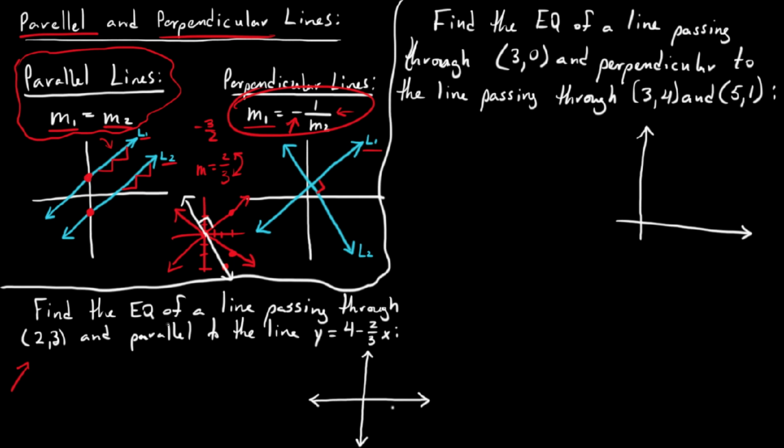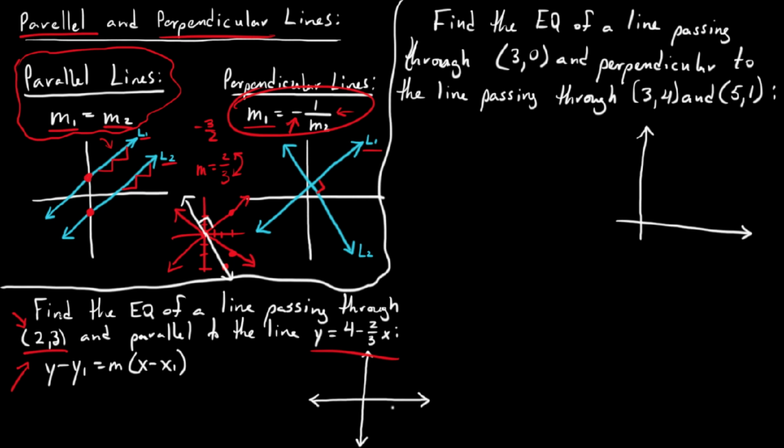We say, okay, we would like to find the equation of a line passing through this point here, 2, 3, but we want it to be parallel to the line y equals 4 minus 2/3 x. Okay, what I'm going to start by saying is this. Recall that when you're finding the equation of a line, we're going to be using this formula called point slope formula. And the reason why, remember, we called it point slope formula is because we need a point, which we have, a point on the line, 2, 3. We also need a slope.